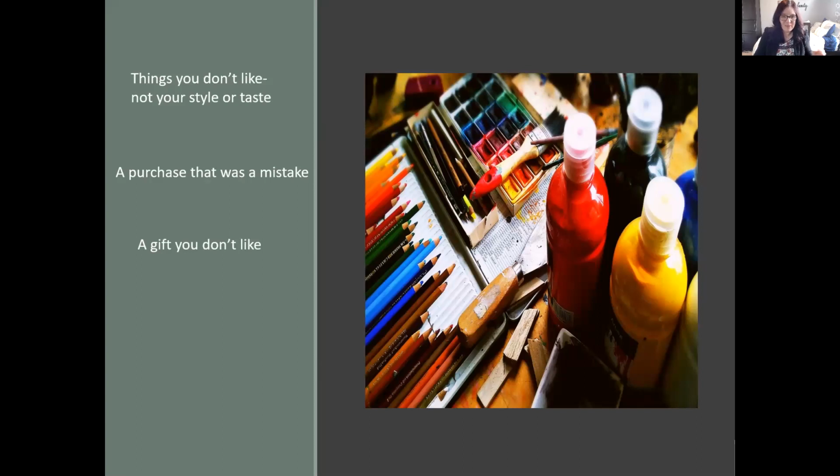This can be hard for people because they feel guilty about getting rid of something that someone's given. But they did it with good intentions. It strengthened your relationship when they thought about you and you accepted the gift. It doesn't mean you have to keep it forever. So if you don't like it, you have a duplicate, it's not your style, it's okay to pass it on to somebody else who will appreciate it.